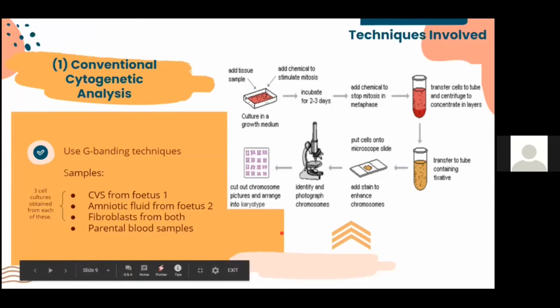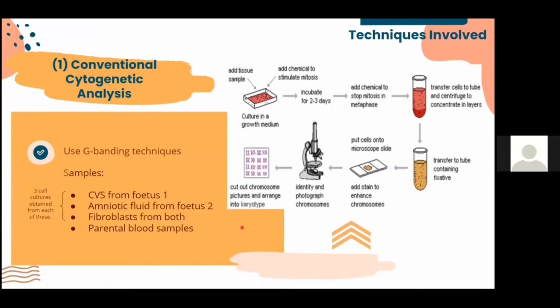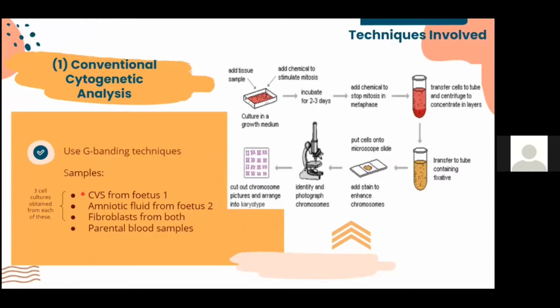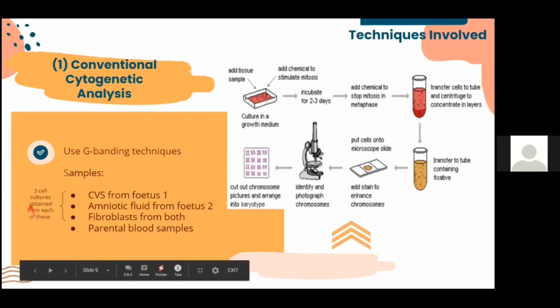Okay, so for the techniques, there are 3 techniques that have been applied for this study. For conventional studies, this study used standard protocol, but what makes it different is that this study used G-banding techniques, and the samples they use are CVS from fetus 1, amniotic fluid from fetus 2, fibroblasts from both fetus. And these 3 have cell cultures obtained from each. And the last one is parental blood samples.